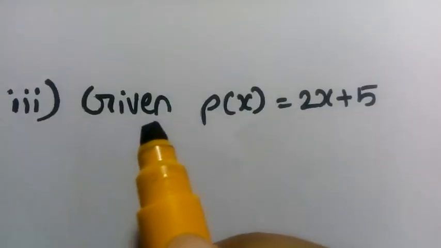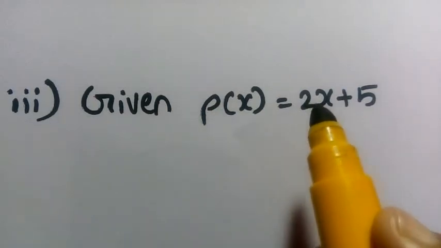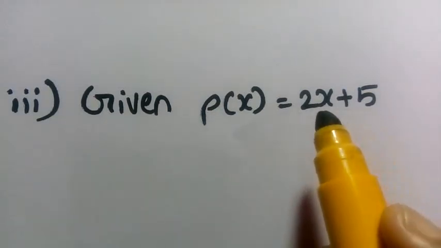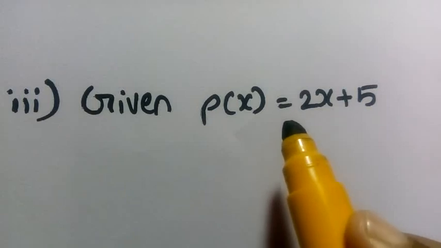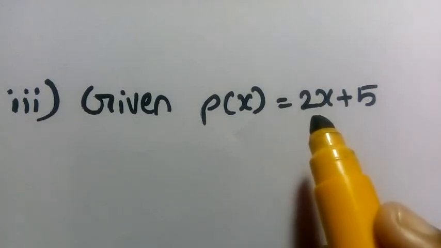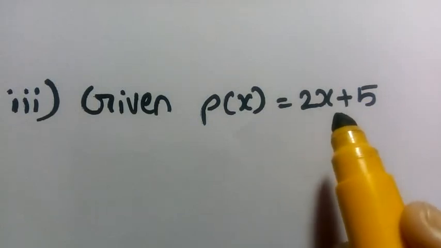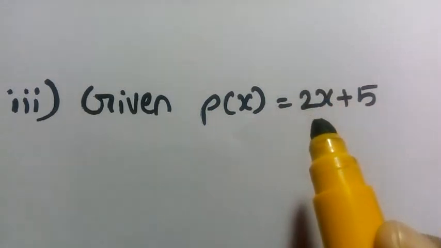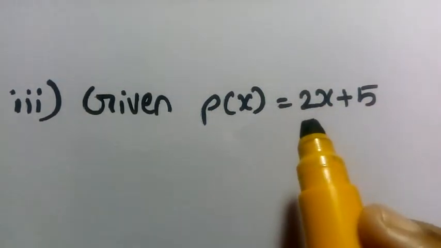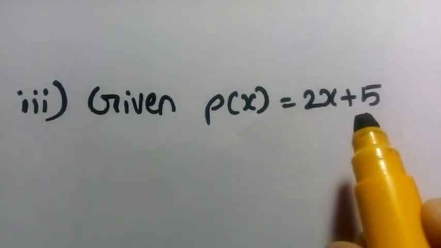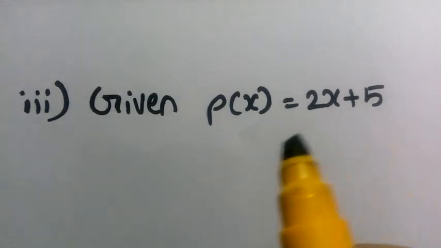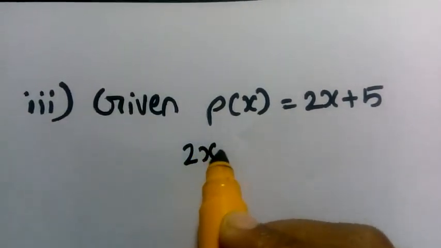Third question. Given p of x is equal to 2x plus 5. So we already discussed the value of the variable x is the zero of the polynomial. So for getting the zero of the polynomial, first we need to equate the polynomial to 0. So here our polynomial is 2x plus 5. We need to equate 2x plus 5 to 0.